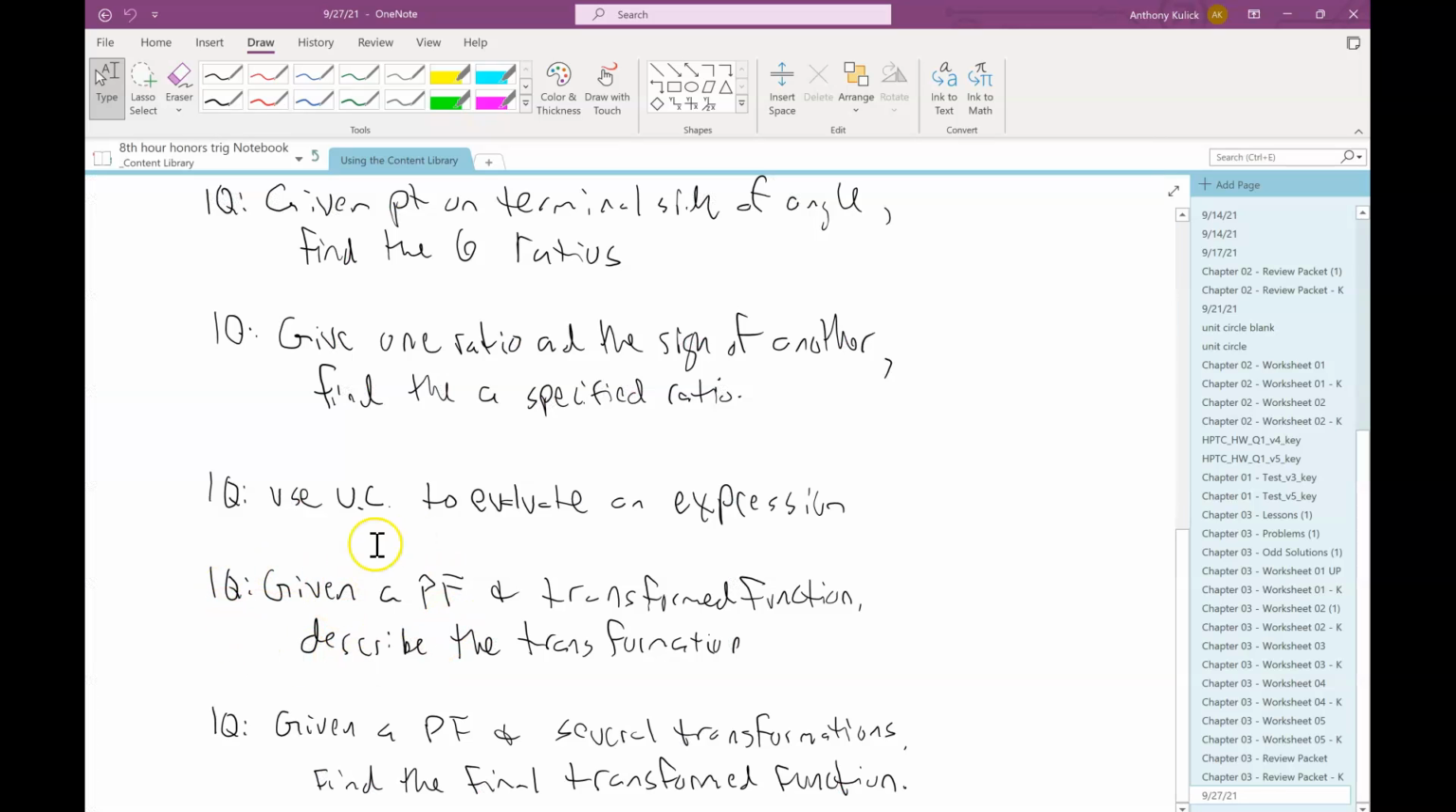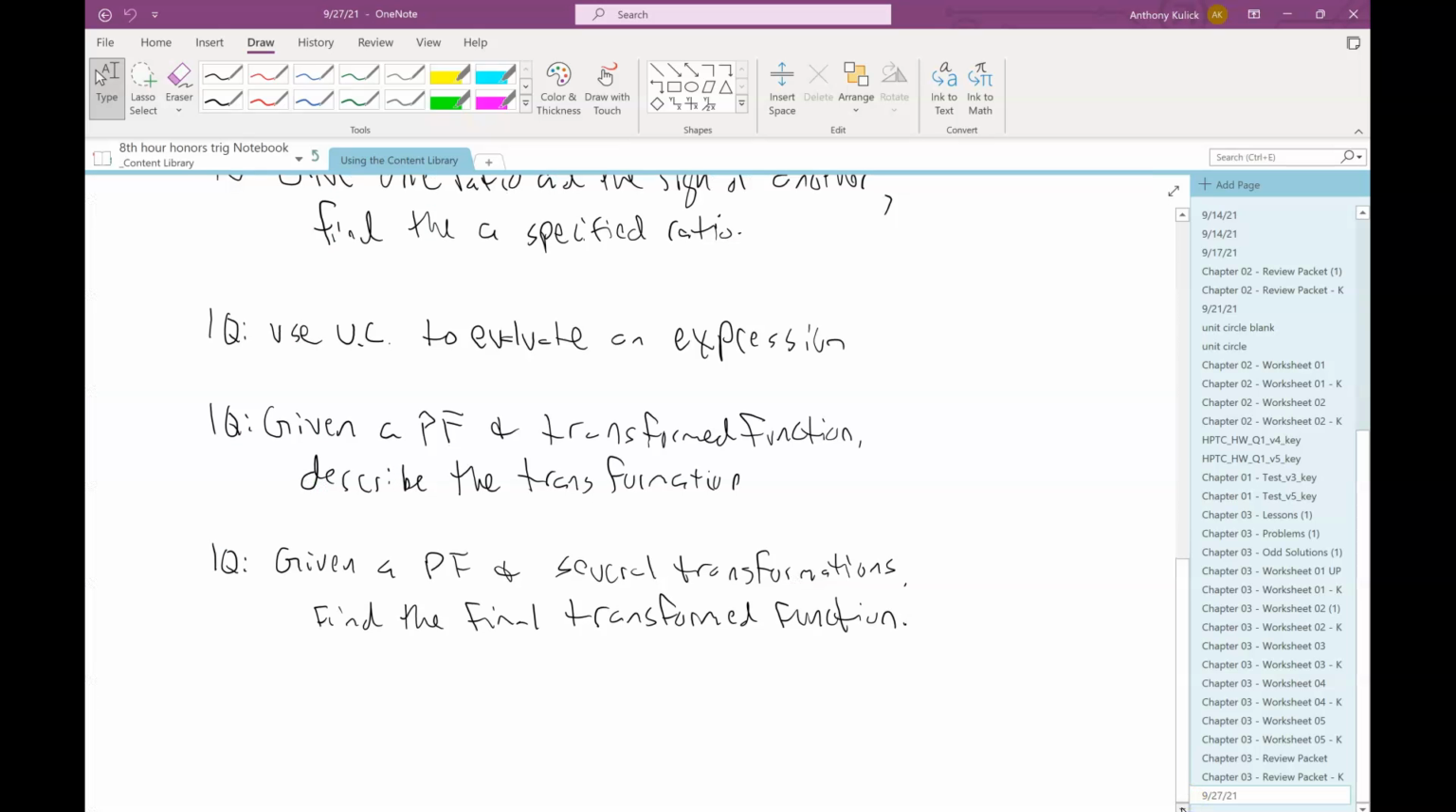You should be able to, given a parent function and a transformed function, describe the transformation. And then you should be able to, given a parent function and several transformations, find the final transformed function. This is like stuff you did on that worksheet 2. And that's the test format.